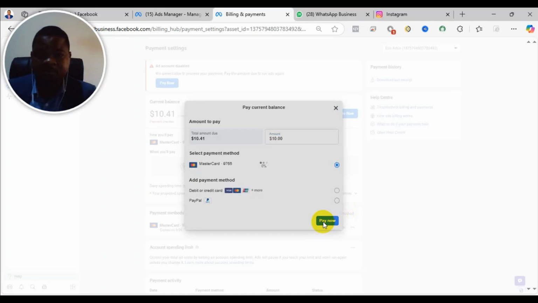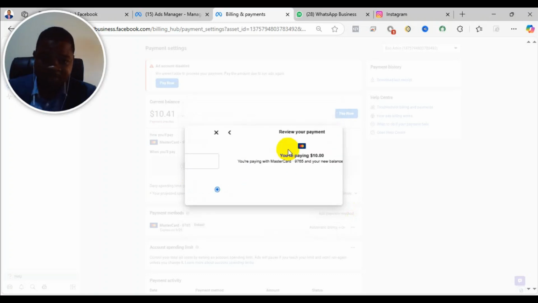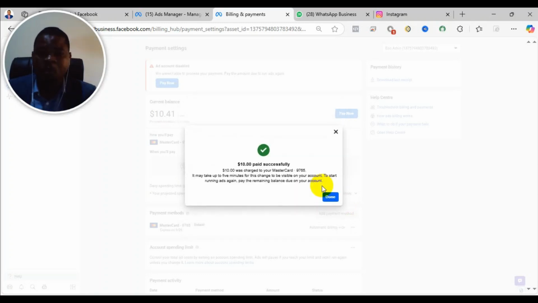So pay now. And I'm paying to the nearest whole number. Okay, so it's successful. So initially, if you try to pay, and let's say you were owing something like $100 or $50, and it wasn't going through, you could just try paying like $1 or $2 or $5. If that goes through, then it means that you do not have enough money.